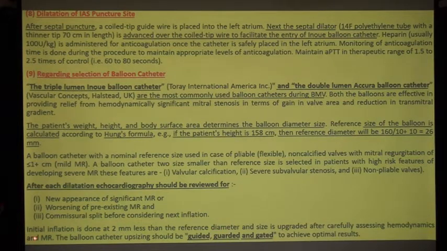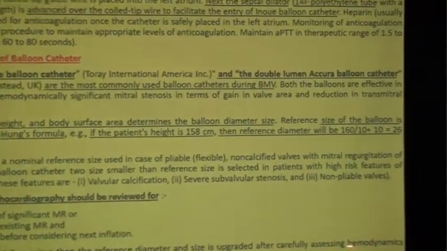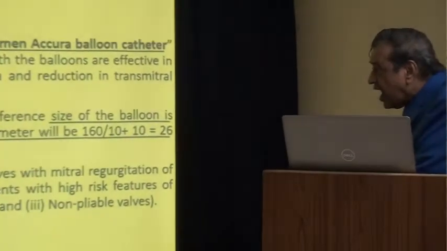Initial inflation is done at 2 millimeter less than the reference diameter and size is upgraded after carefully assessing hemodynamics and MR. The balloon catheter upsizing should be guarded and gated to achieve optimal results.